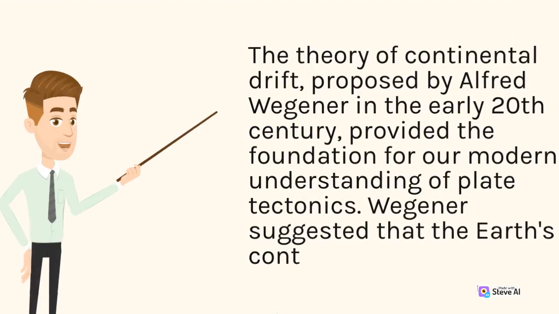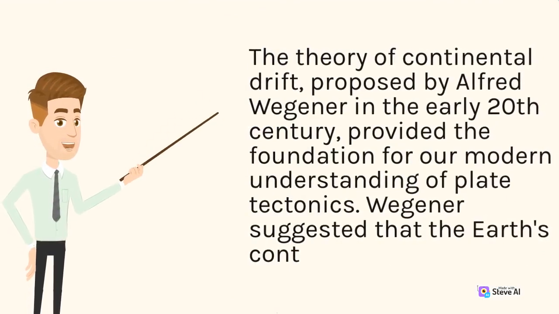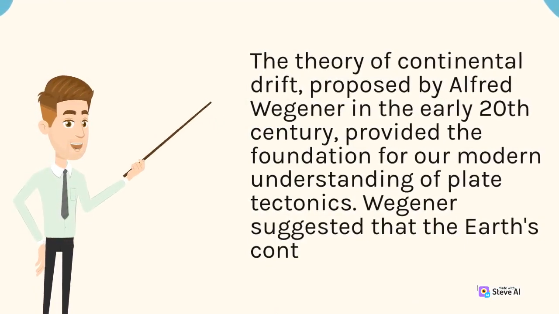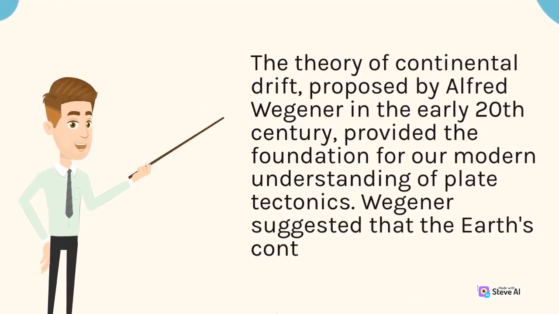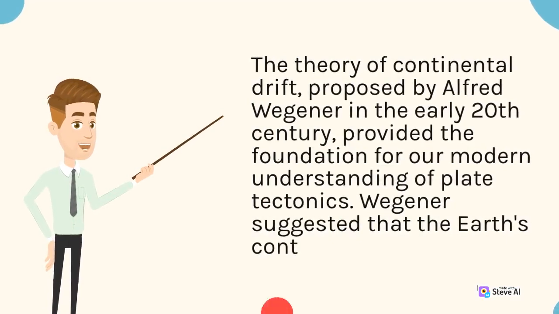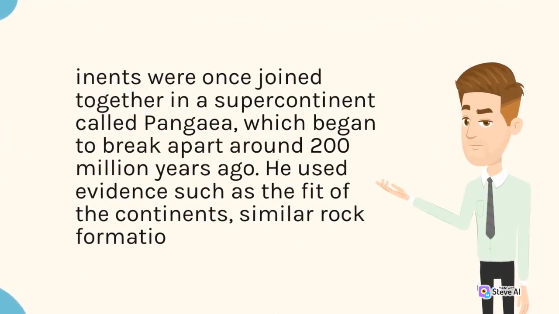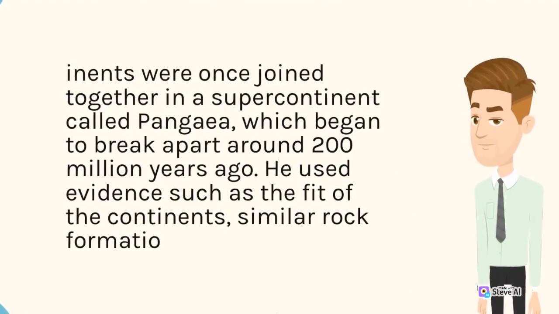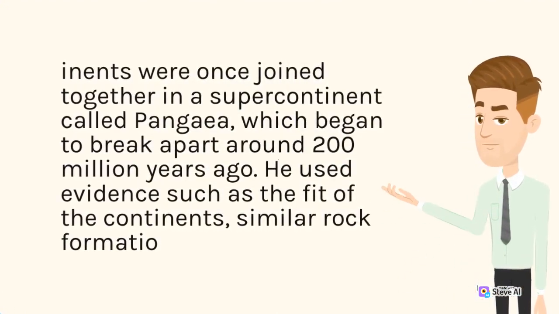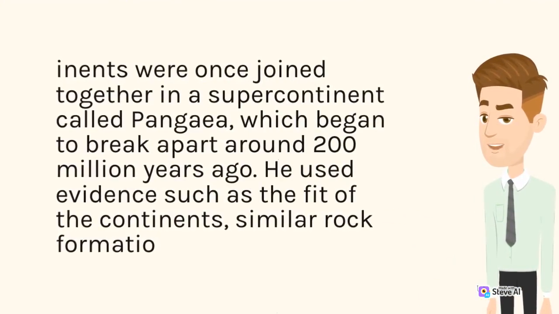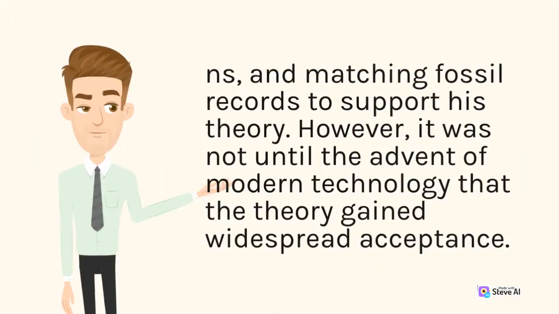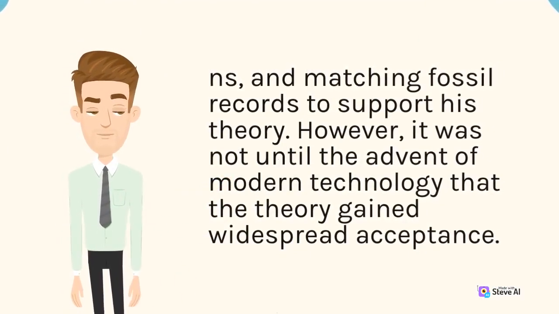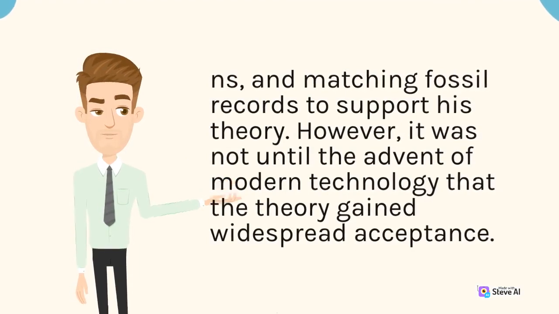The theory of continental drift, proposed by Alfred Wegener in the early 20th century, provided the foundation for our modern understanding of plate tectonics. Wegener suggested that the Earth's continents were once joined together in a supercontinent called Pangaea, which began to break apart around 200 million years ago. He used evidence such as the fit of the continents, similar rock formations, and matching fossil records to support his theory. However, it was not until the advent of modern technology that the theory gained widespread acceptance.